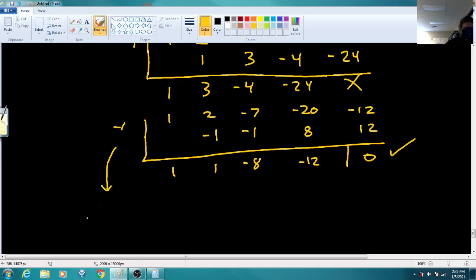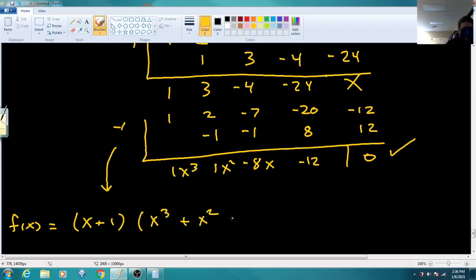So what this says is, if I had a negative 1 there, I have x plus 1. So my original function is x plus 1 times, and this is no x's, this is x to the first power, this is x squared, this is x cubed. So it's x plus 1 times x cubed plus x squared minus 8x minus 12.